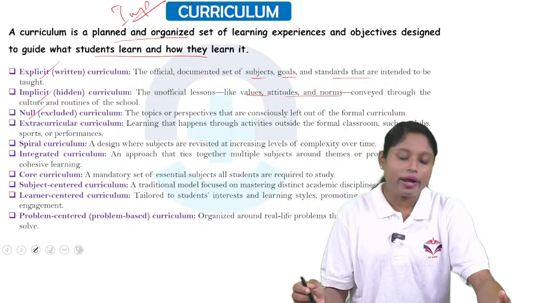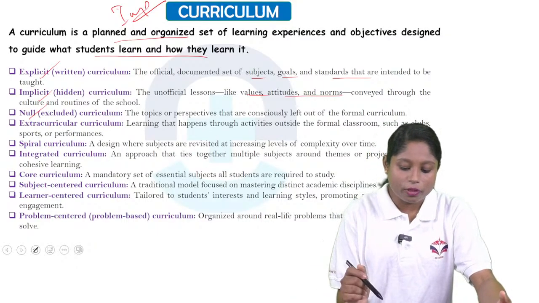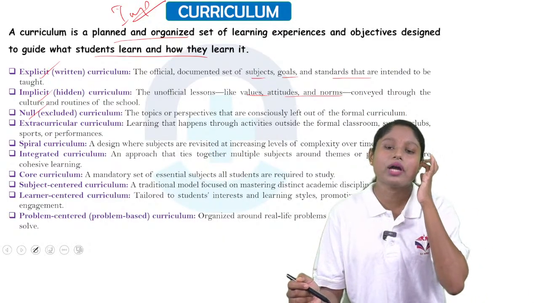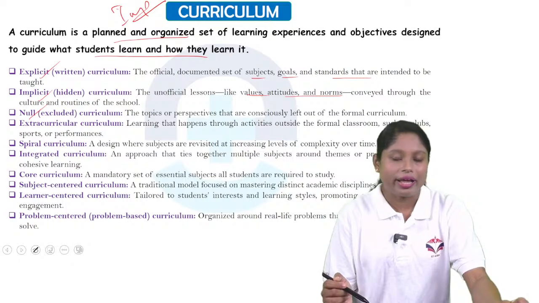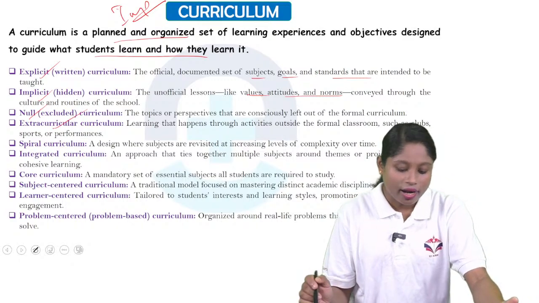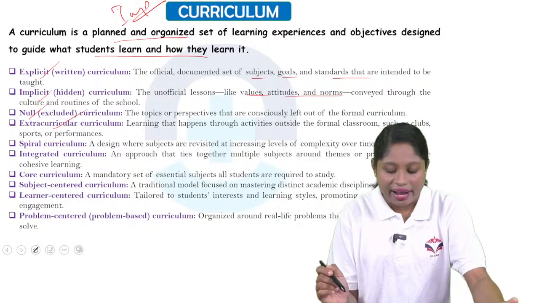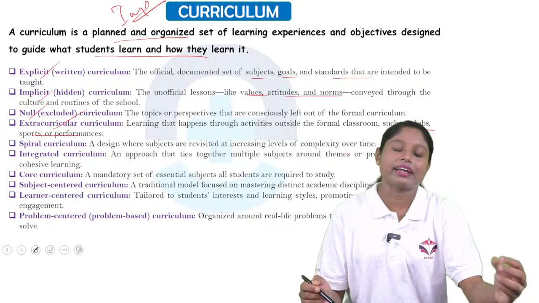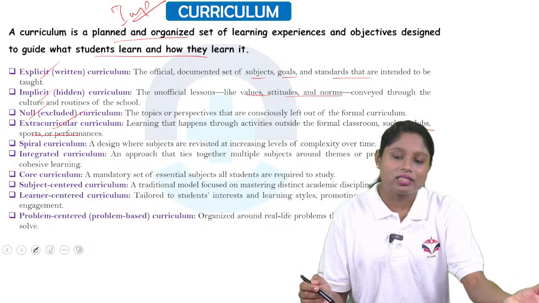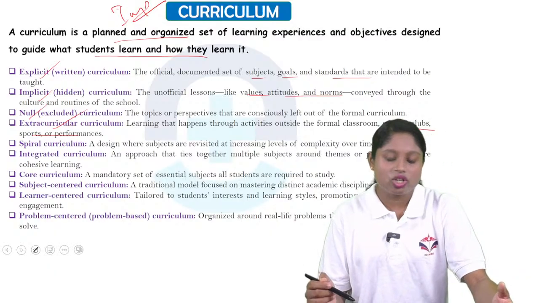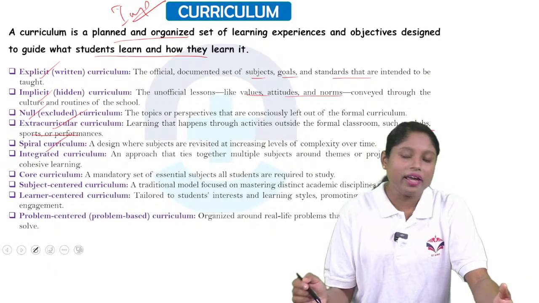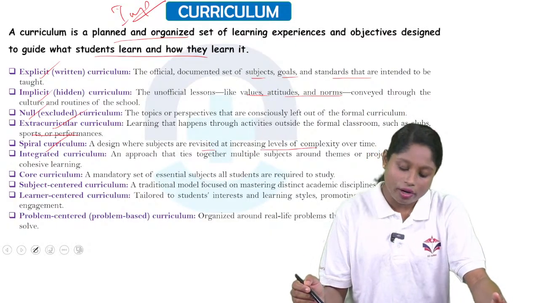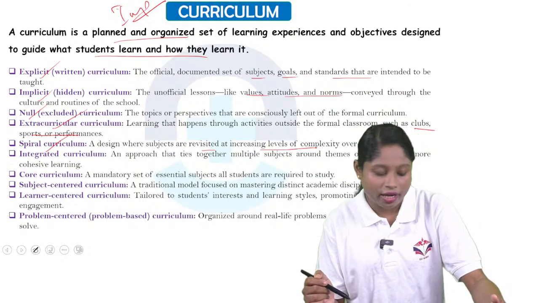Next is null or excluded curriculum. So the topics or perspectives are consciously left out of the formal curriculum. So we are excluding some topics and knowledge, that is null or excluded curriculum. Extracurricular curriculum. So it's learning that happens in activities outside the formal classroom, such as clubs, sports or performances like college day festivals, arts day, sports day. So that kind of activity comes under extracurricular curriculum. Next is spiral curriculum. A design where subjects are revisited at increasing levels of complexity over time. So revisiting of a subject, that is spiral curriculum.